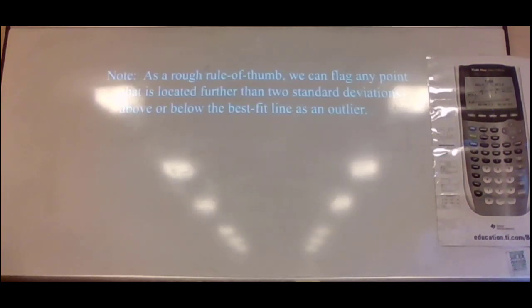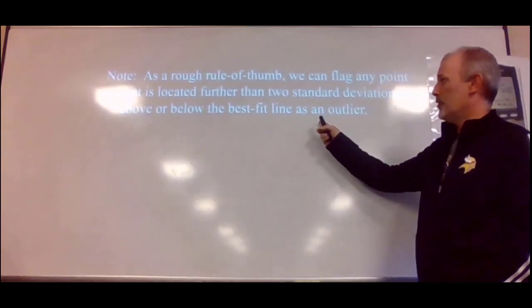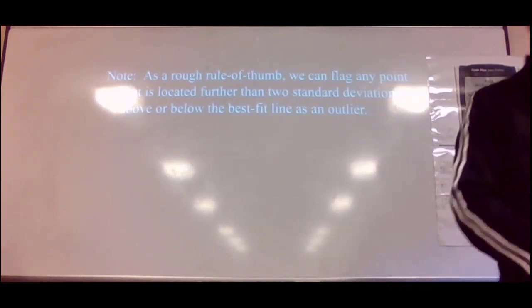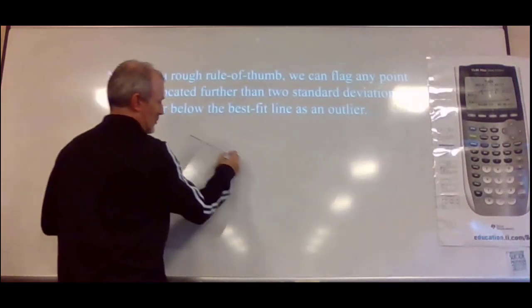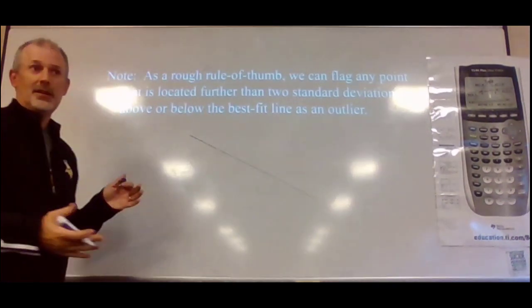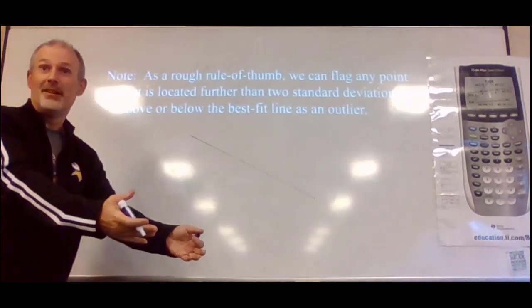As a rough rule of thumb, we can flag any point as an outlier that is located further than 2 standard deviations above or below the best fit line. Just to give you a picture of what that looks like, let's say that our best fit line looked like this. We had data that looked like that, a negative correlation, right?